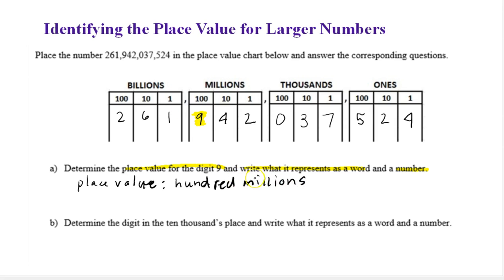Now we want to write what it represents as a word and a number. So since it's in the 100 millions place and it's a 9, it represents 900 millions. So let's write that out. So as a word, it is 900 millions.